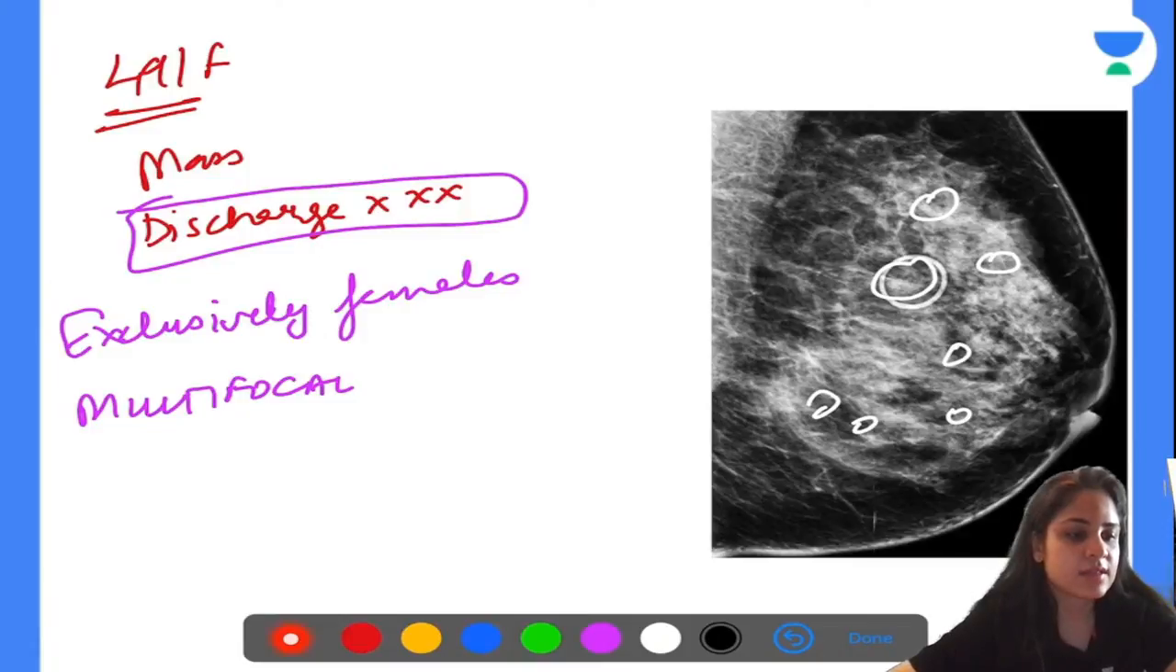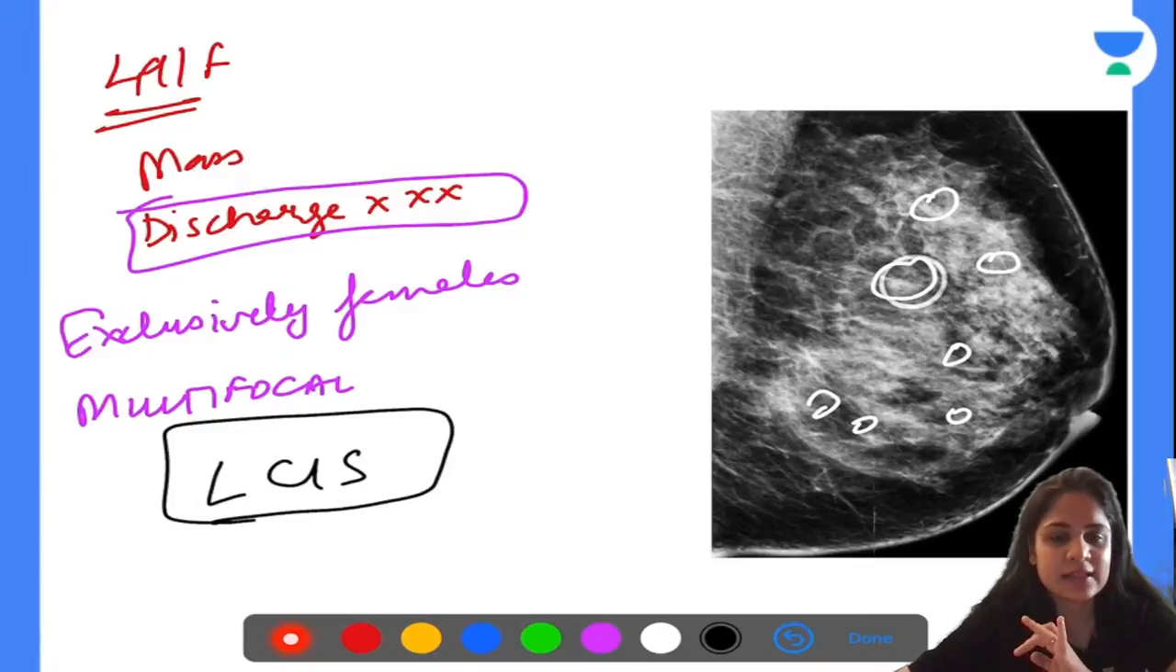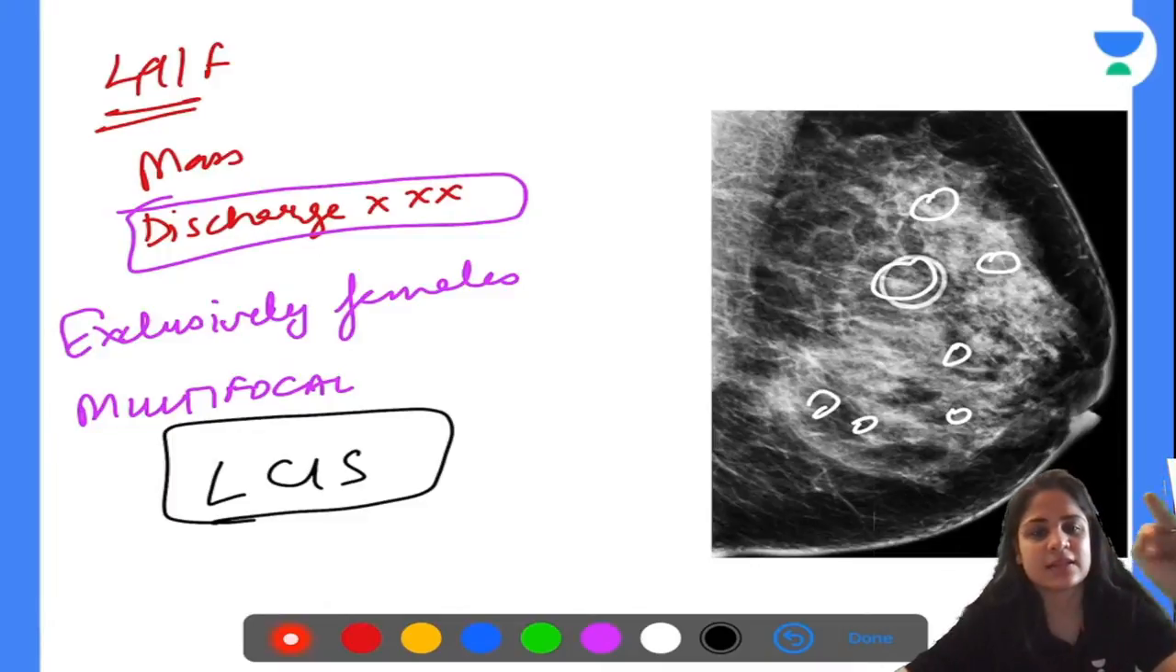Okay, so this is nothing but LCIS. This is lobular carcinoma in situ. Alright? Samaj mein aaya? Everyone is confused. Itne confused kyun ho? Exclusively seen in females. It has multifocal involvement. This is nothing but LCIS.